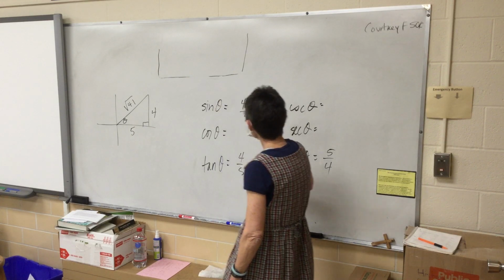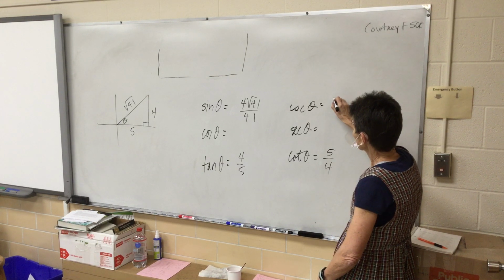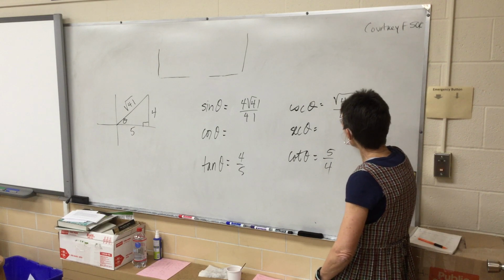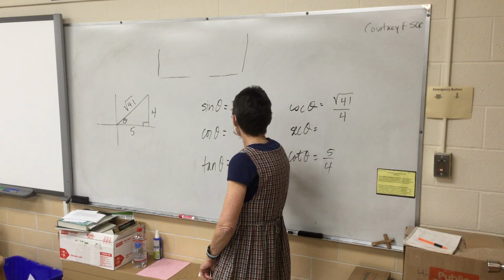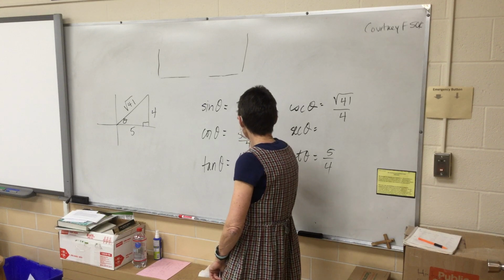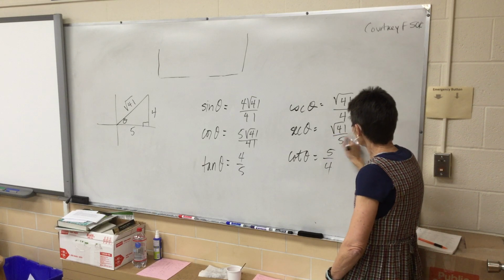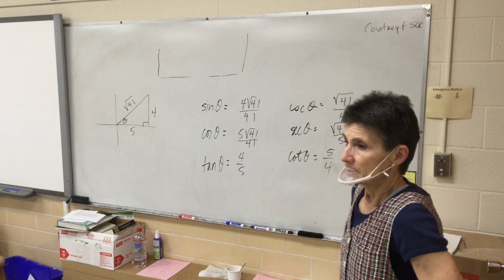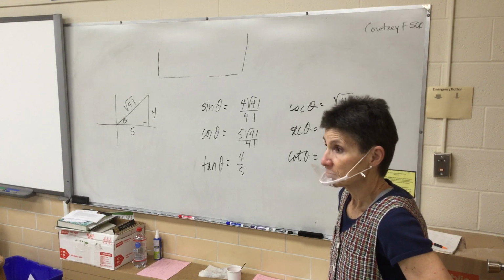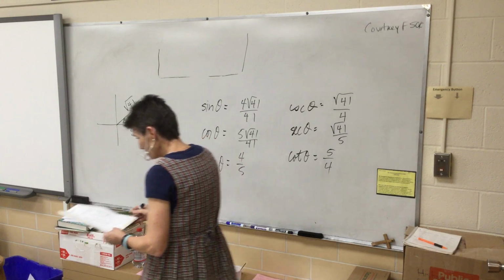Yep, that's perfect. So this one, what did you get for cosecant? Root 41 over 4. Perfect. Beautiful. Okay, how about cosine? 5 root 41 over 41. Yep. And then secant would have been root 41 over 5. Everybody okay with that? Easy. Okay. Find the exact value, no calculator.